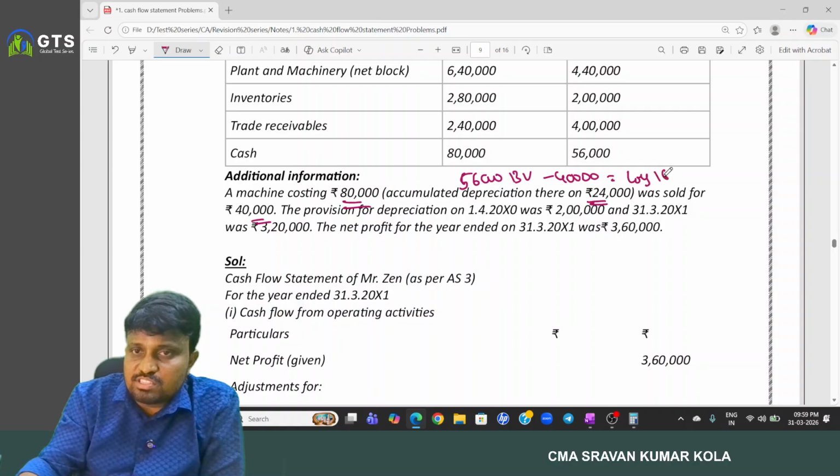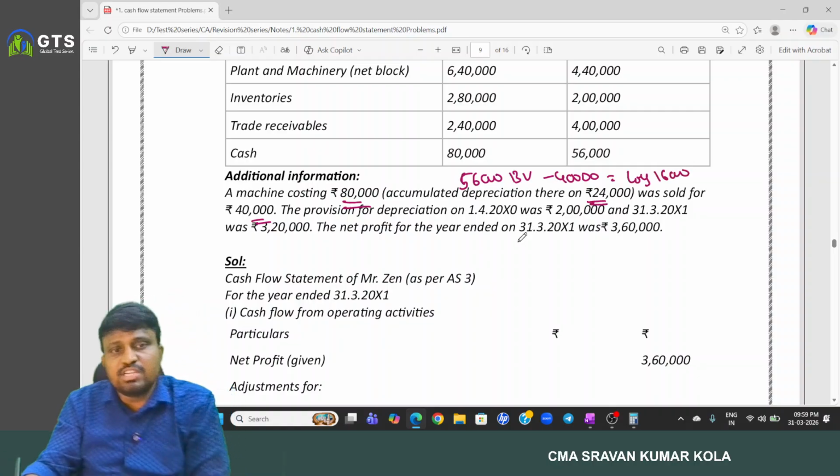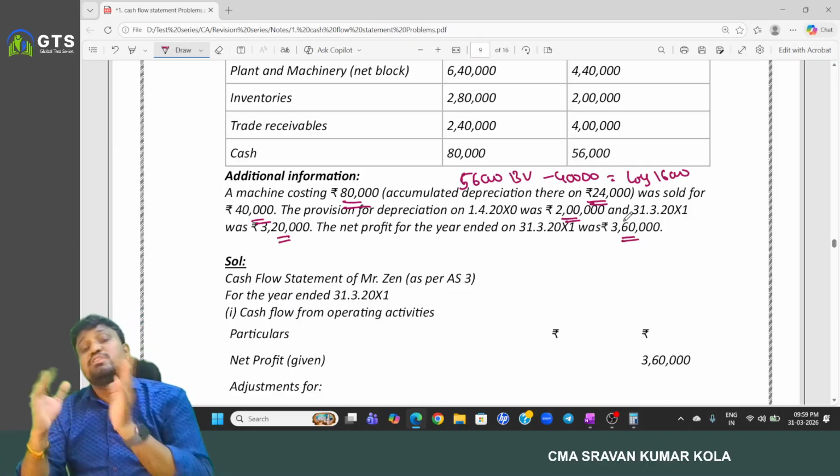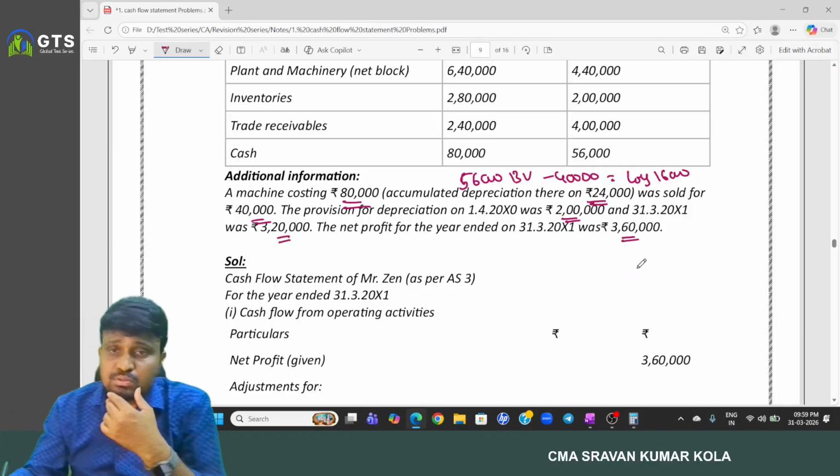So loss is how much? 16,000 loss is there. Provision for depreciation is how much? 2 lakh. On 31st month, 3 lakh. Net profit for the year. Net profit means after payment of tax. So we have to add it.